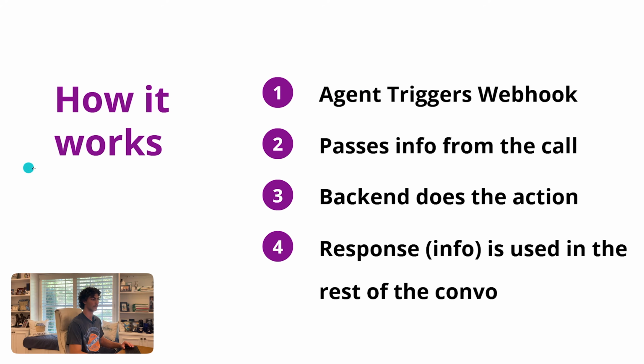So how do functions actually work? The order of operations for this is that first, your voice agent triggers a webhook, then it passes all the information it gathered from the call. And so pre-call, like I mentioned, this is just the caller's phone number. During the call, it's any information you decide to grab from that call. And then after the call, it's all the information. And then next, the backend does the action. So this is where you use a no-code platform such as make.com, N8N, or actual Python.